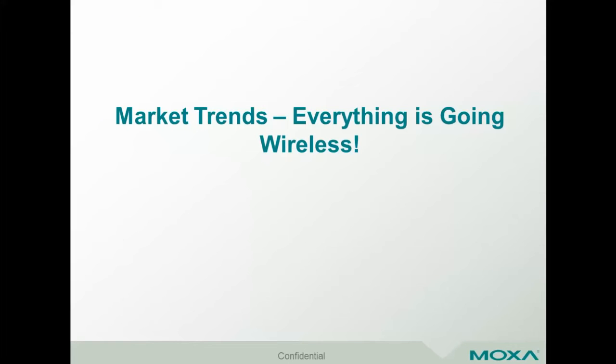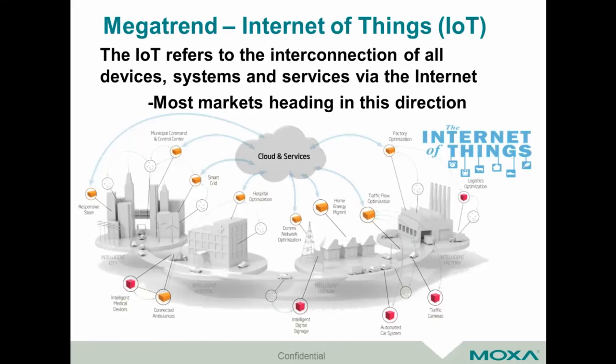So what are we seeing in the market today? Well, everything is going wireless. We're seeing this thing, maybe you've heard of it, called the Internet of Things. Basically, the Internet of Things is the interconnection of all devices via the Internet. So you're going to start to see more and more devices on the Internet, even things that traditionally in the past weren't. This includes things from the industrial space, so PLCs, HMIs, serial networks, all these things being put onto the network. But even on the consumer side as well.